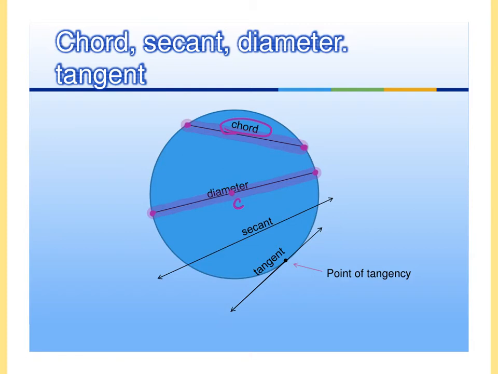The secant is the one that passes through the circle on both sides. So notice this is a line. It's got arrows on both sides. It's going to hit both sides of the circle and continue on past to go outside the circle. And the tangent, which is also a line, is outside the circle. It only intersects the circle at exactly one point, and that point is called the point of tangency.